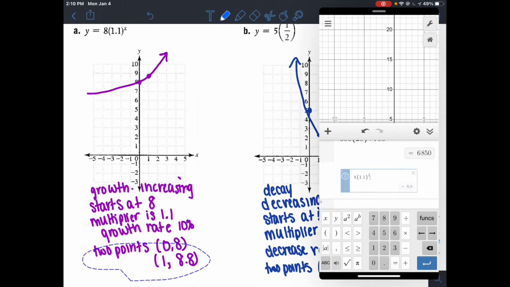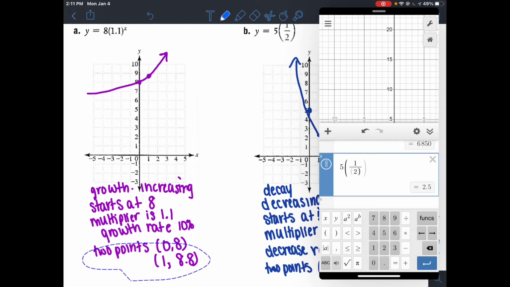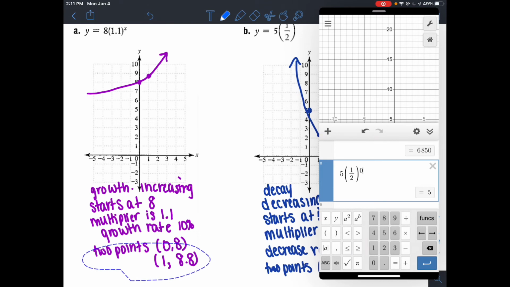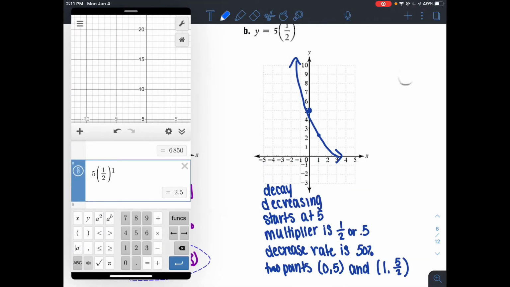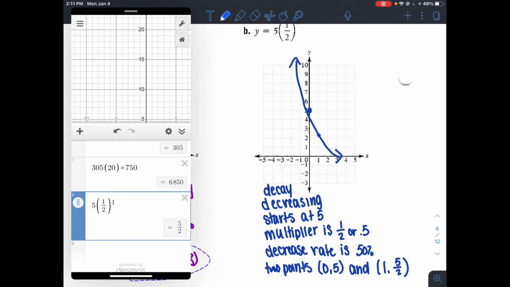And for those 2 points, I can do the exact same thing that I just did. 5 times 1/2 to the power 0, I'd get 0,5. And if I plugged in 1, I'd get 1,2.5, or if you want it as a fraction, it would be 5/2.